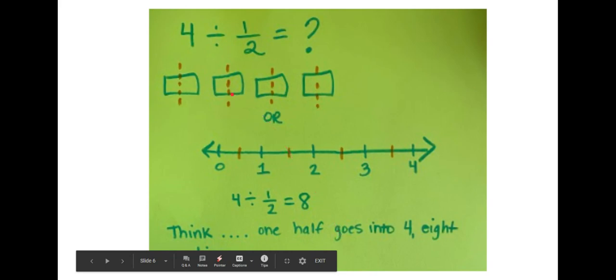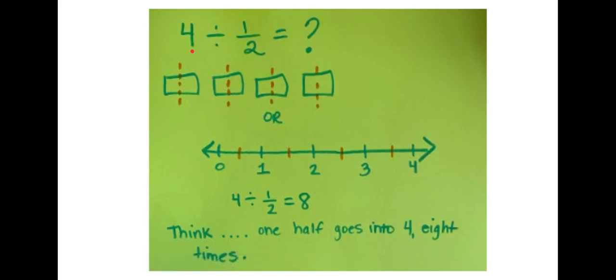Okay, so now we're going to start with a whole number instead of a fraction. So this time we're starting with 4 and we're dividing it into halves. So 4 divided by 1/2 equals something. So now, again, remember, what we start with is this first number. Okay, so now we're starting with 4.